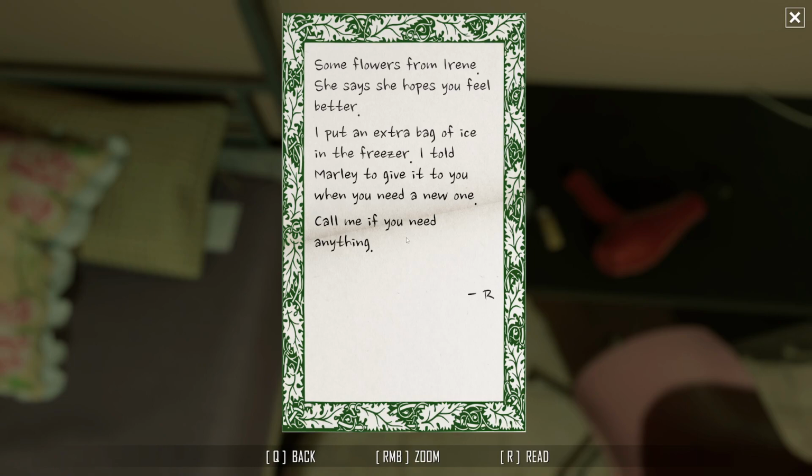Some flowers from Irene. She says she hopes you feel better. I put an extra pack of ice in the freezer. I told Molly to give it to you when you need a new one. Call me if you need anything. R.